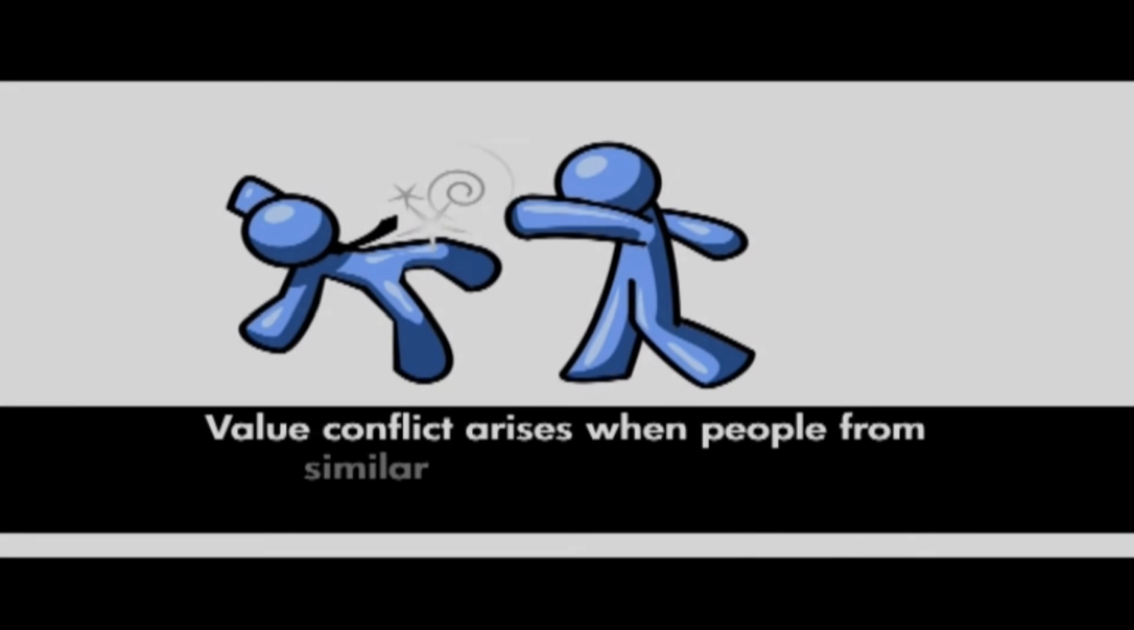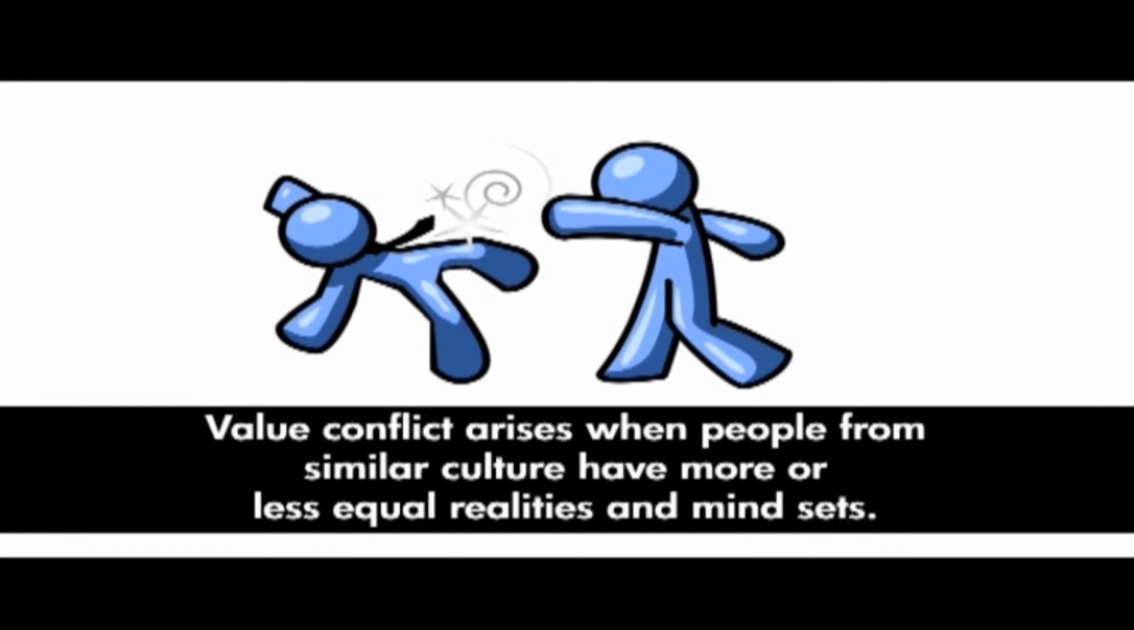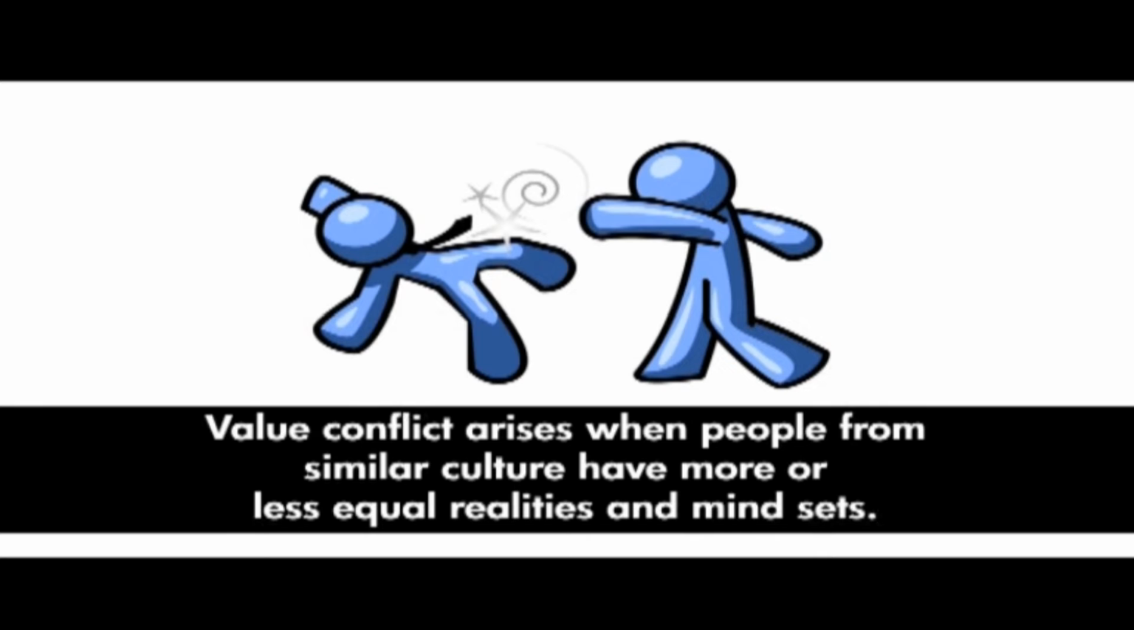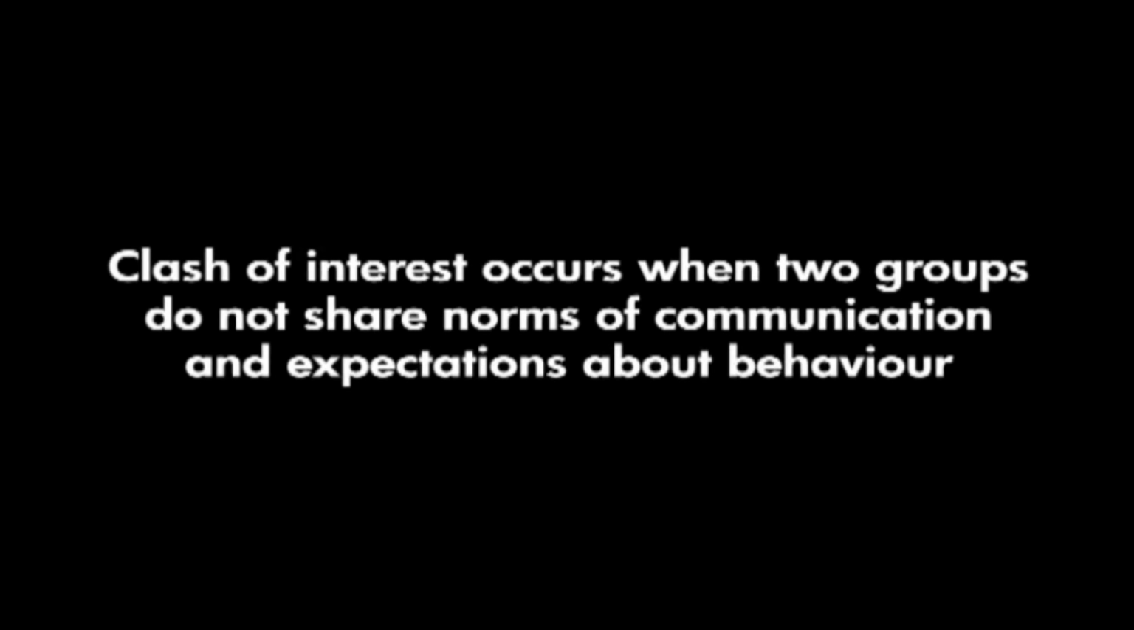Value conflict. Let us now discuss value conflict. Value conflict arises when people from similar culture have more or less equal realities and mindsets. Their values, assumptions, and procedures become a part of their culture. But when two groups which do not share norms of communication and expectations about behavior must interact, there is often a clash of interests. Each group may believe that its method of doing things and thoughts is the best way and regard the other person's way of thinking as inferior or morally wrong.